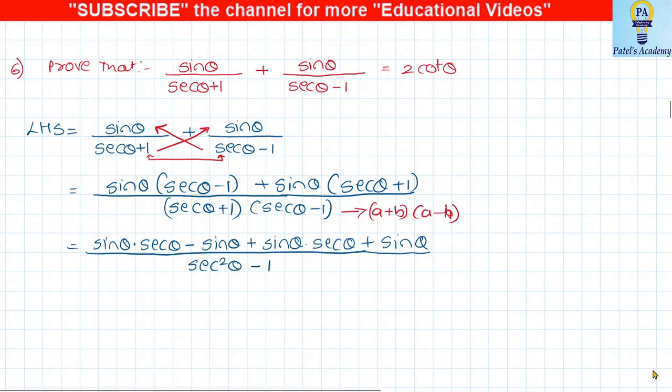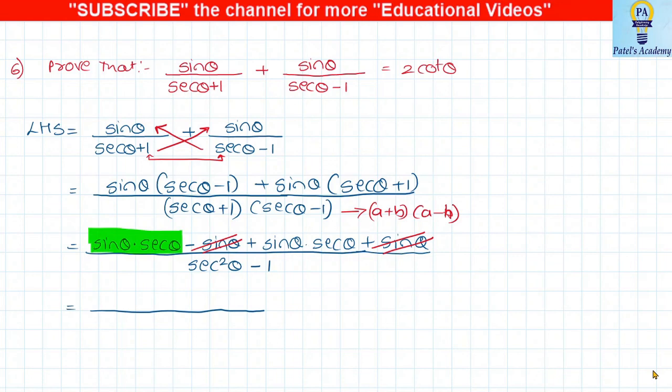Now just have a look at the numerator, students. Minus sign plus sign will cancel. Now what we have in the numerator is these two terms. See, I'm highlighting with green. Sine theta sec theta plus sine theta sec theta. So the same term we are adding. So what should I write? 2 sine theta sec theta. Now the denominator, we know that sec square theta minus 1 is nothing but tan square theta.